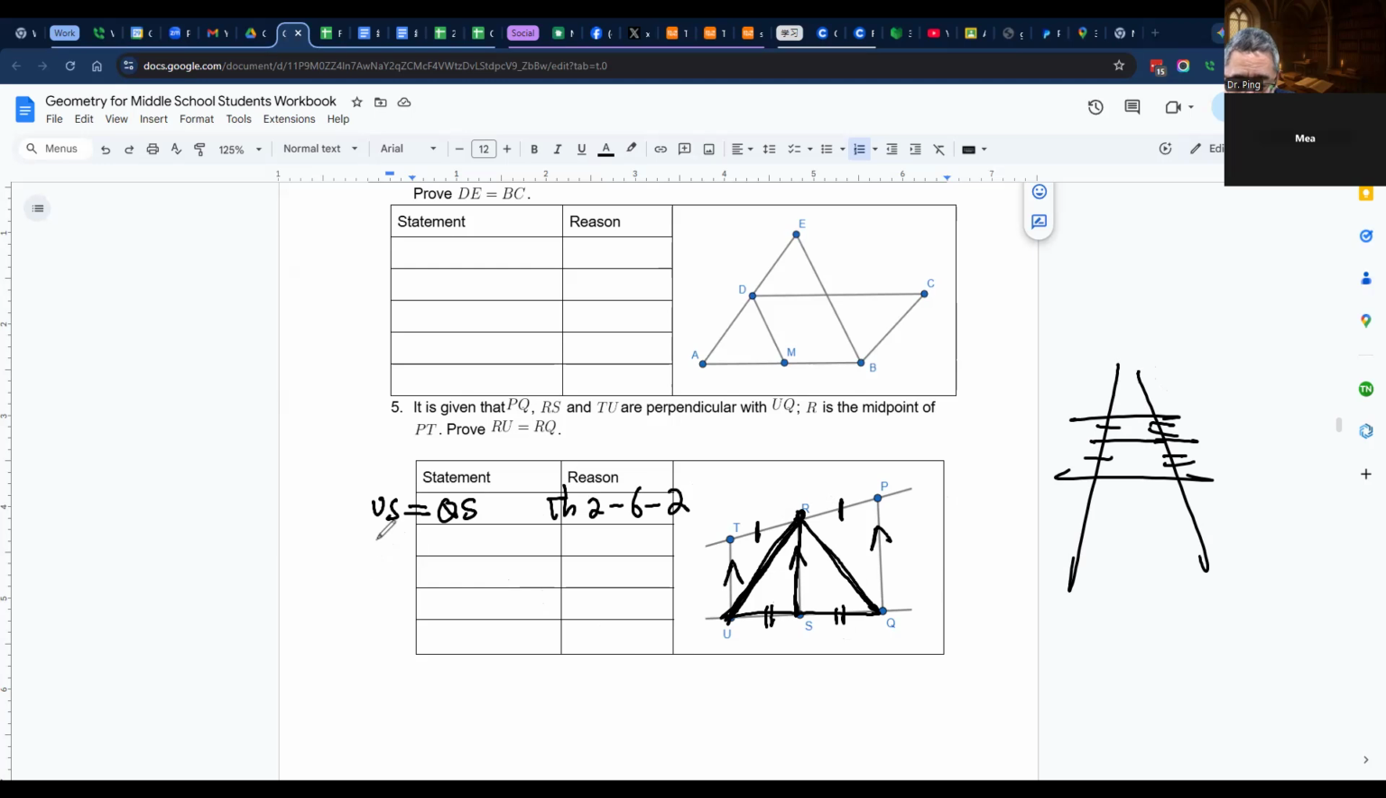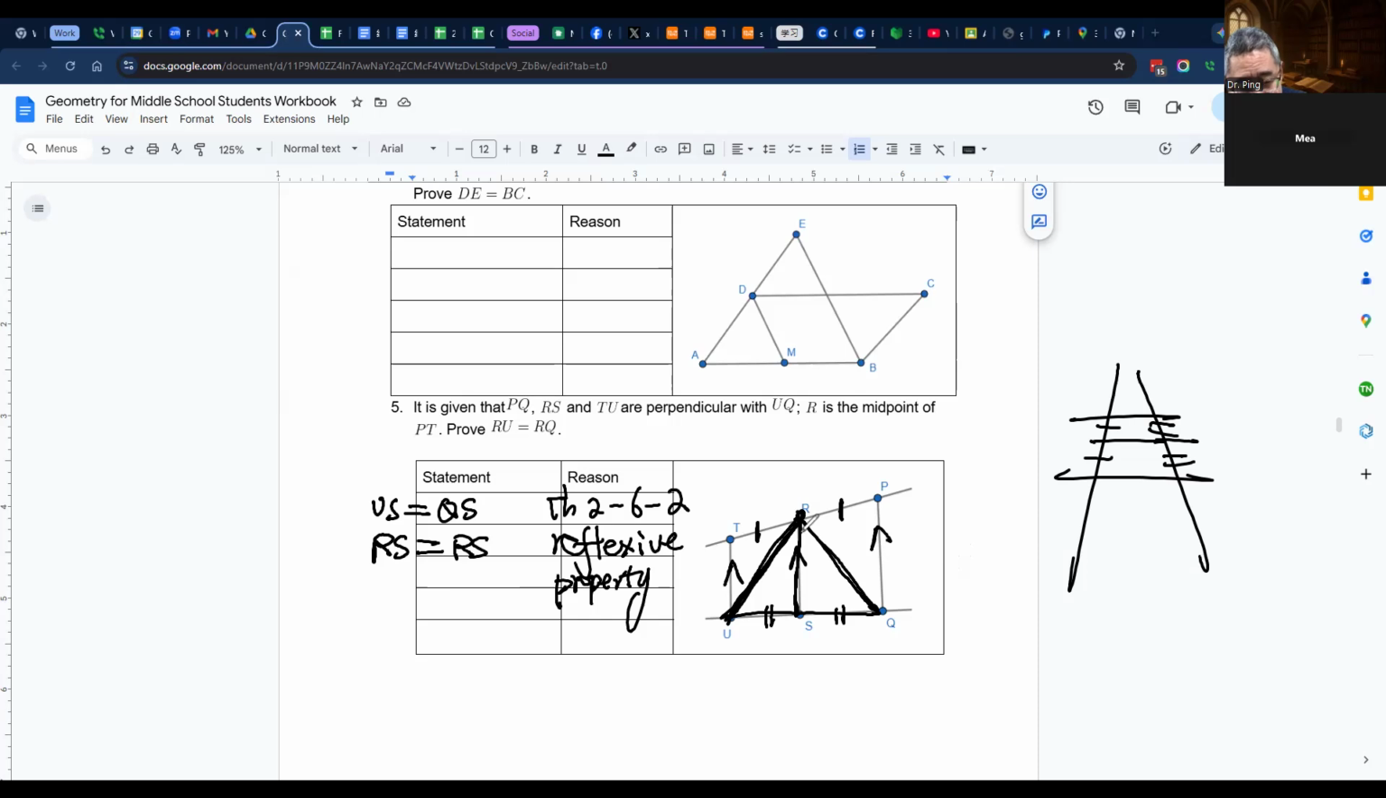And we know also RS is equal to itself, RS. That's called the reflexive property. Anything is congruent to itself. Okay, so now we have two sides. We have to find the angle, and if we can find it, that would help us. Well, so we're going to use the parallelogram, something parallel.